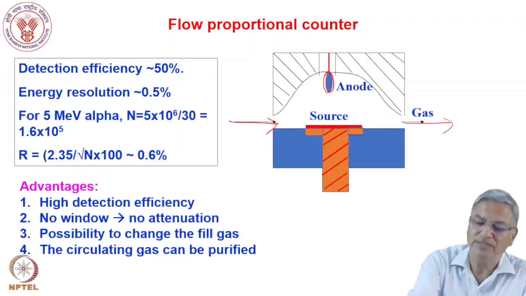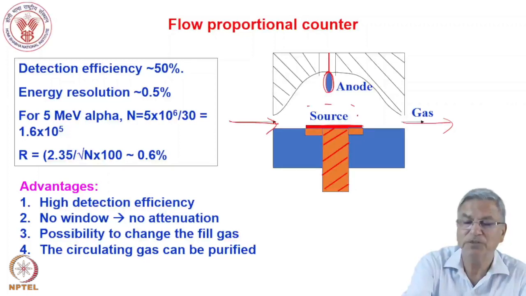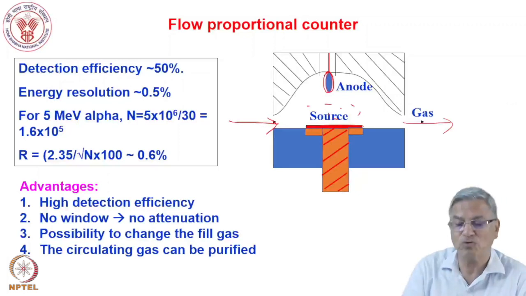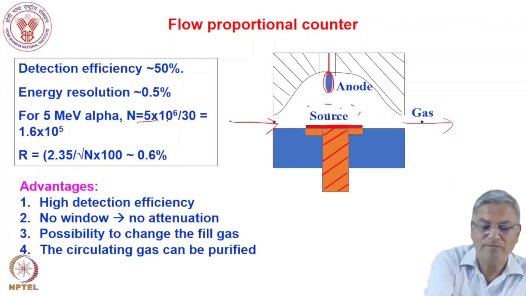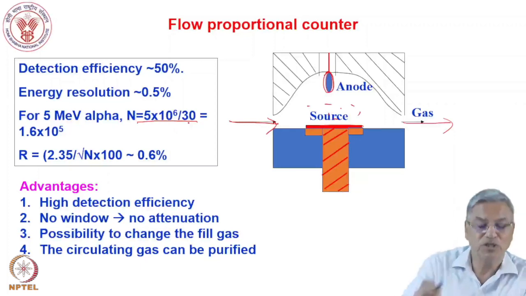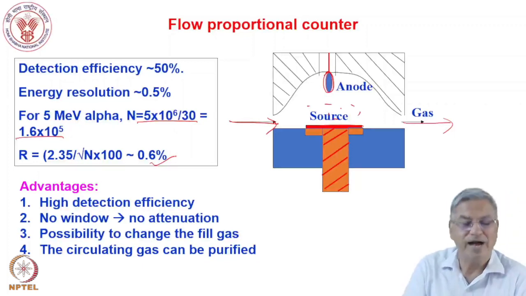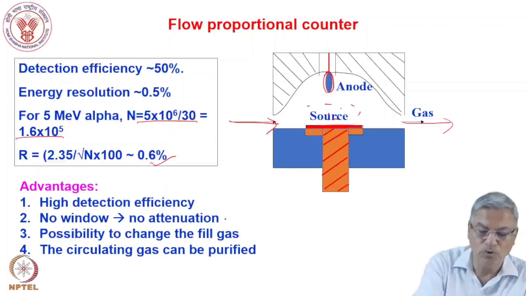One is that there is no window, so for an alpha particle there is no loss of energy of the alpha in the window. The source is exposed to the gas medium. Second, the geometry is 2 pi, so you have almost 50% efficiency for counting, which is very high. Resolution is 0.5%: for a 5 MeV alpha and a W value of 30 electron volts, you get 1.6 times 10 to the power minus 5 amperes, and the resolution will be 0.6%. So you have high resolution, high detection efficiency, and the purity of the gas is not that strict now, because you can purify the gas while it is circulating. No window. So these are the advantages.